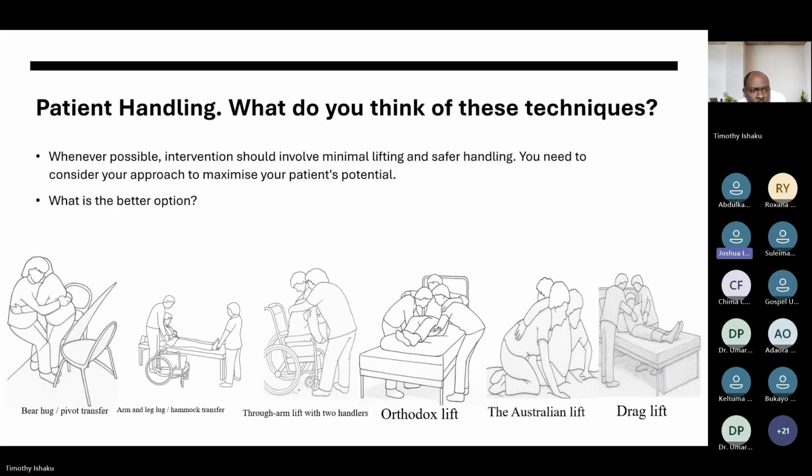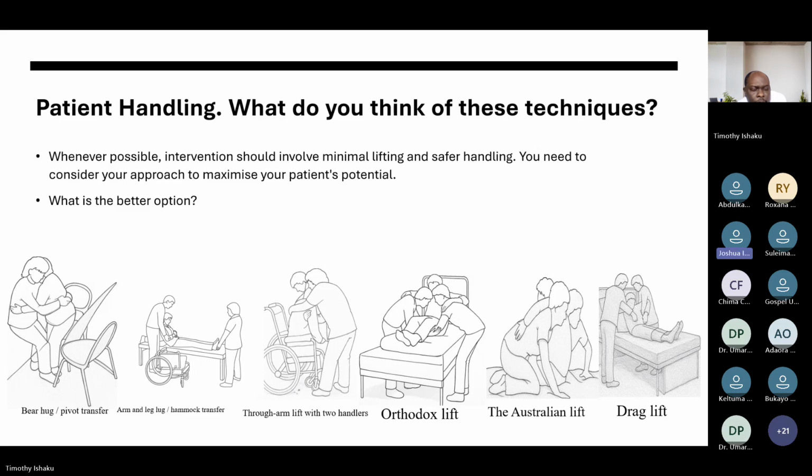But the only thing that we need to add to it now is to put in the proper ergonomics of our body. For example, the person that is doing the bear hug here, good enough, the person is closer to the patient, is not actually reaching. And what the person will just need to do is to have a good base of support.